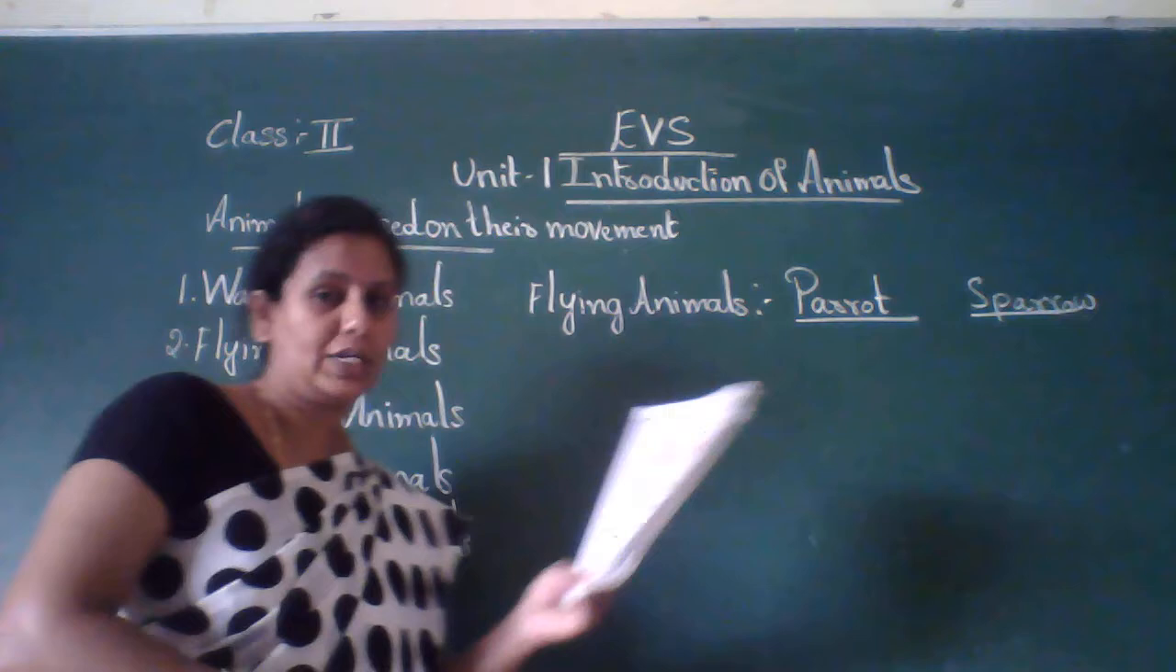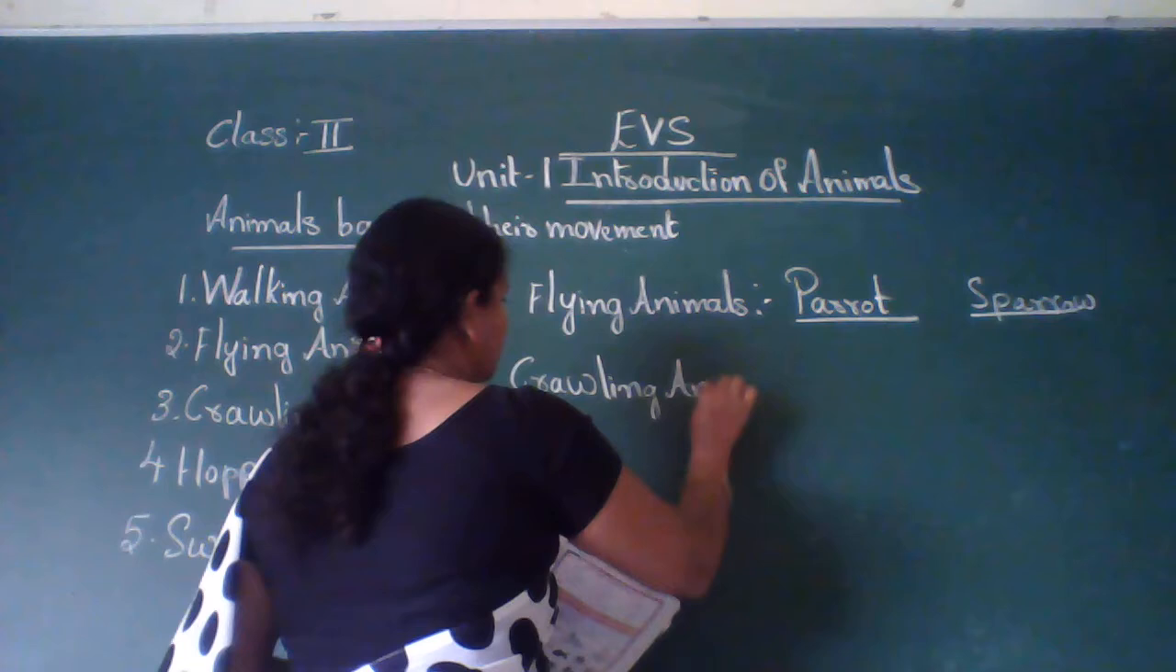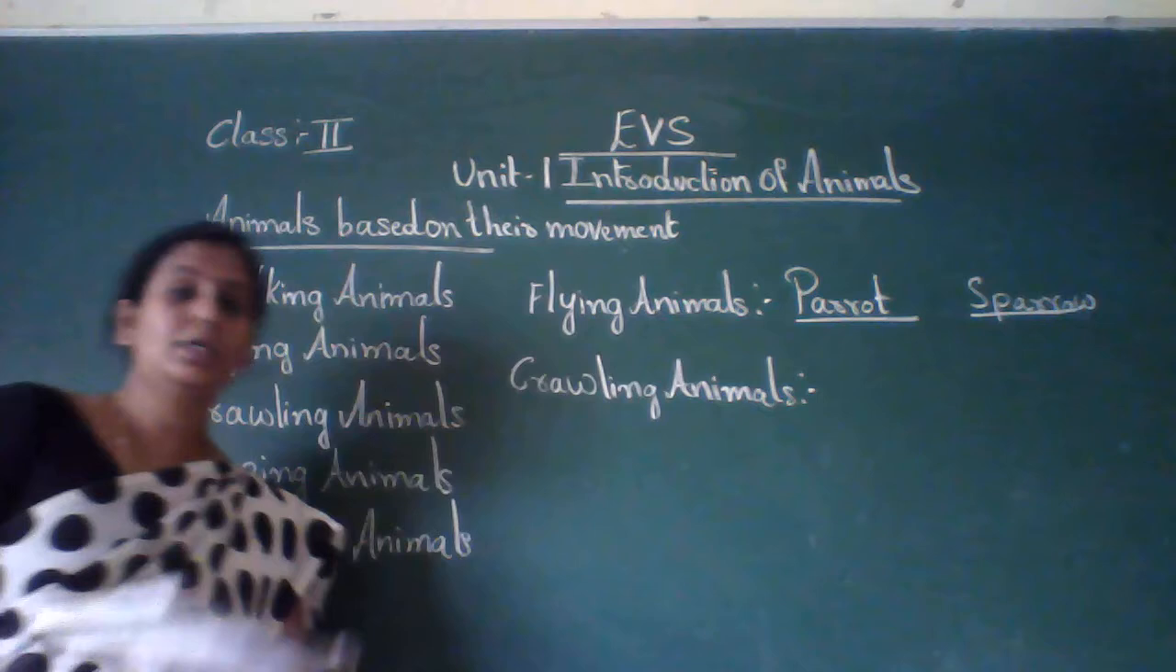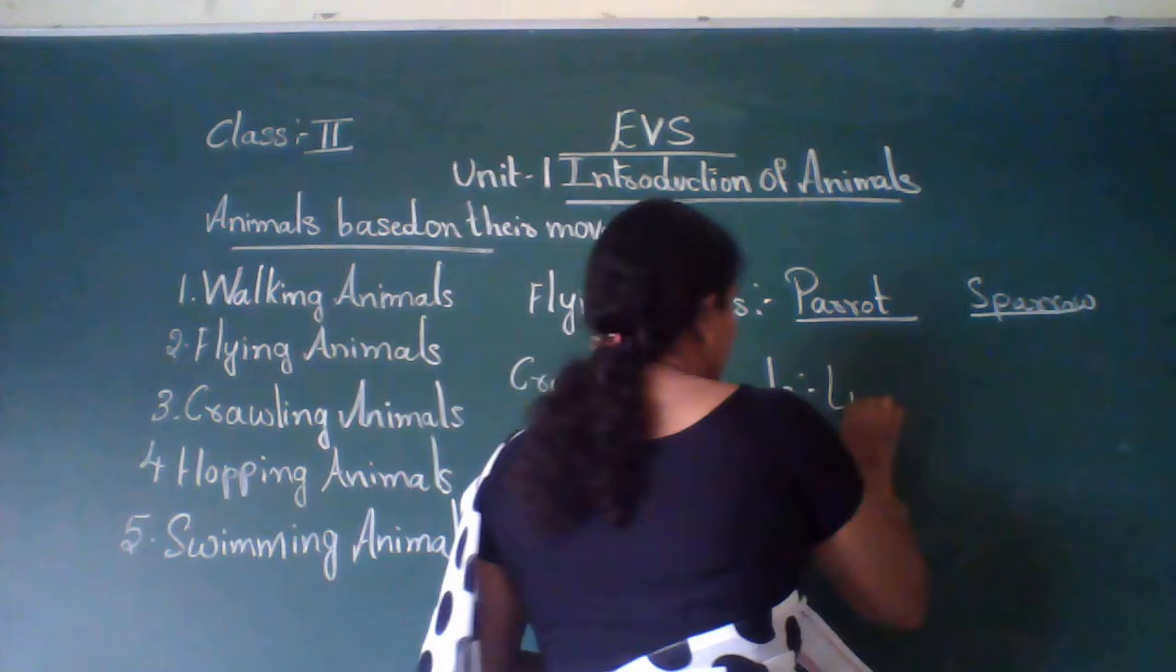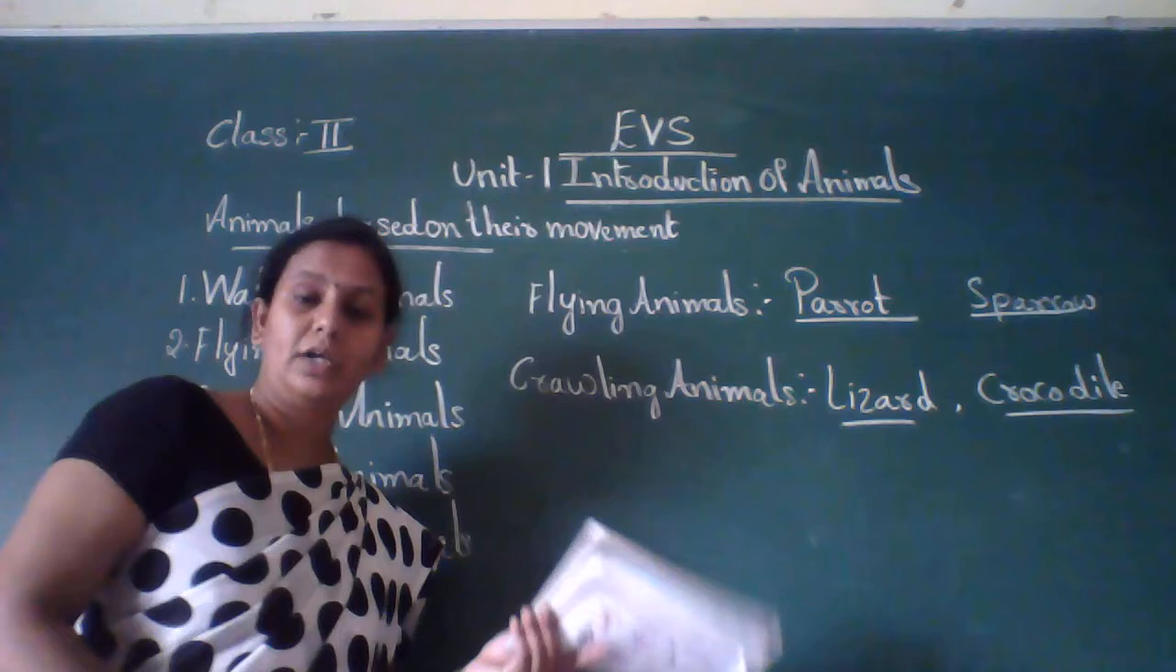Very good. Next, crawling animals. Any two crawling animals you have to write. You can write snake, earthworm, lizard. Any two. Then crocodile. Any two. You can write any one. So you can write snake also, earthworm, crocodile, lizard, tortoise. Any two crawling animals you have to write.